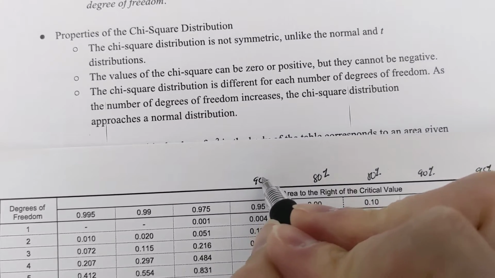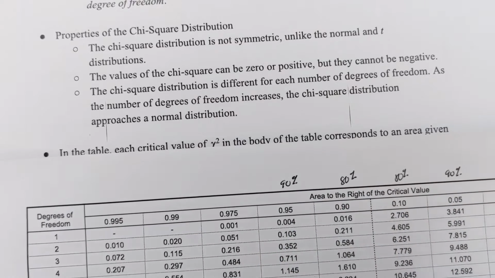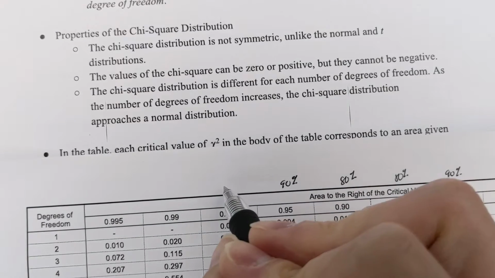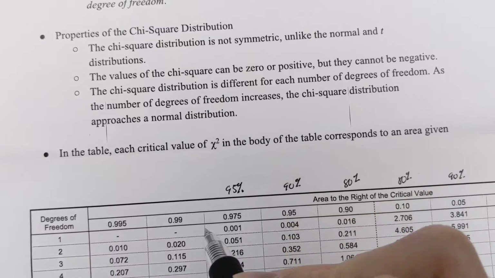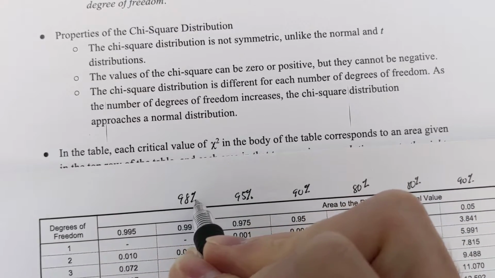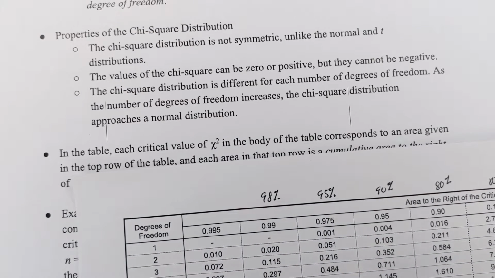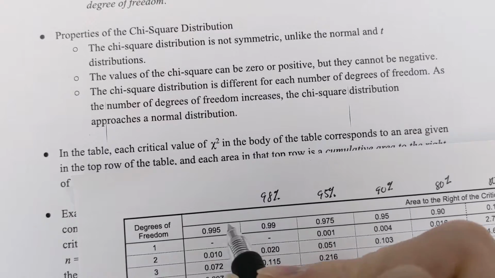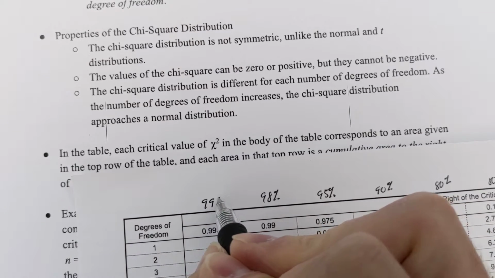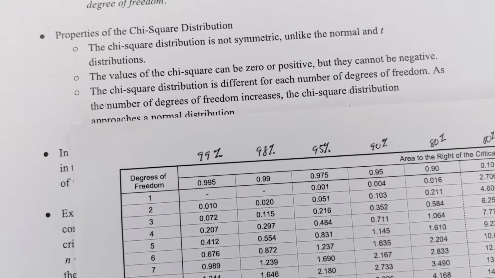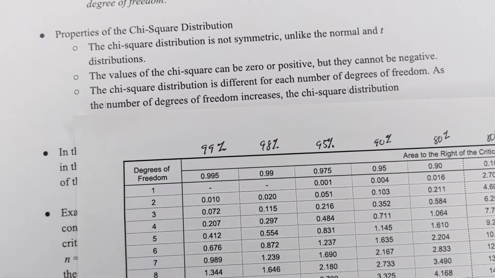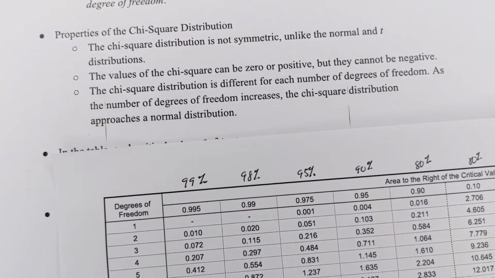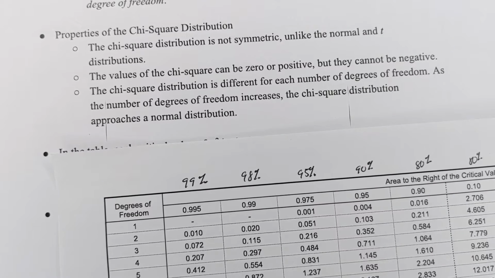So this is 90%. This is 95%. This is 98%. And this is, was it 99%? So then we've got our degrees of freedom, just like before, going down the side.